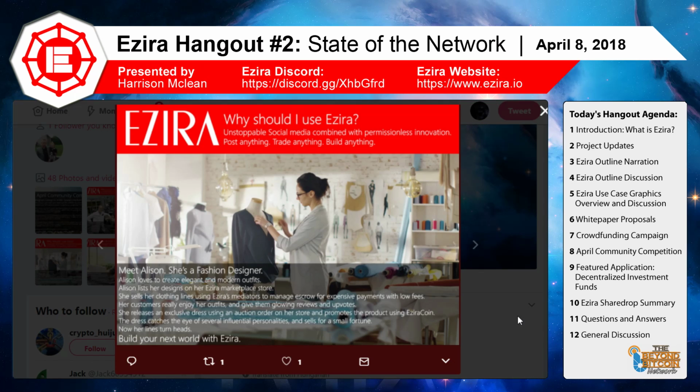Alison lists her designs on her Ezira Marketplace store. She sells her clothing lines using Ezira's mediators to manage escrow for expensive payments with low fees. Her customers really enjoy her outfits and give them glowing reviews and upvotes. She releases an exclusive dress using an auction order on her store and promotes the product using Ezira Coin, because Ezira Coin will enable businesses to promote their products on the promoted post system on Ezira. The dress catches the eye of several influential personalities and sells for a small fortune.